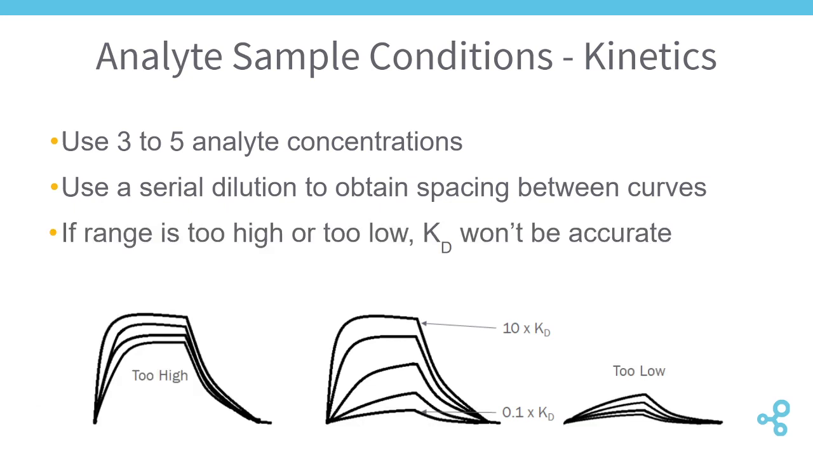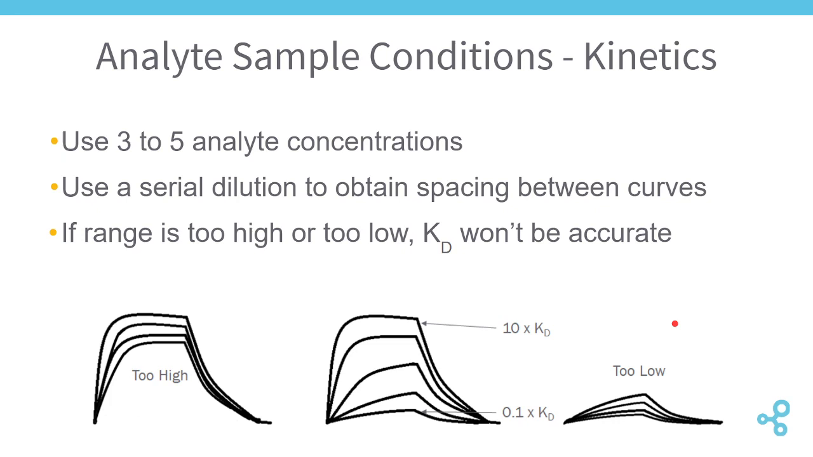Now, if this range is too high or too low, you might see some response curves like we see on the left and the right-hand side here. On the left-hand side, we've kept all of our analyte concentrations quite high, so we have nice binding curves, but they're all grouped at the top end of our KD value. So when we go to calculate that KD, we're going to get a value that's skewed slightly higher than it should be. On the right-hand side, we see that we have quite small binding curves.